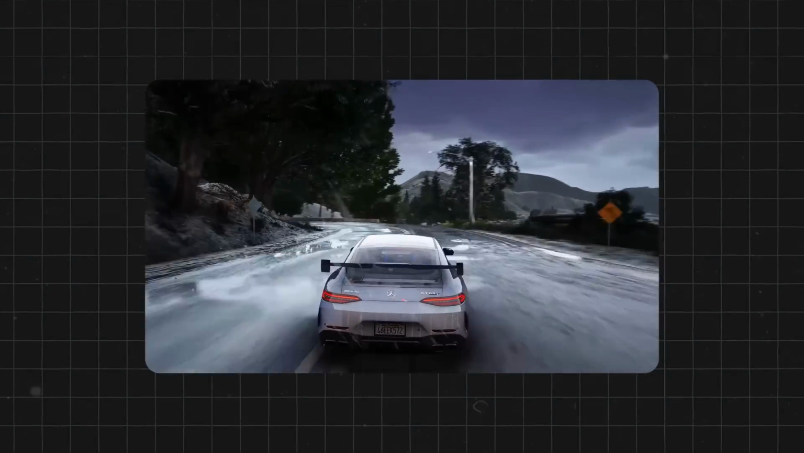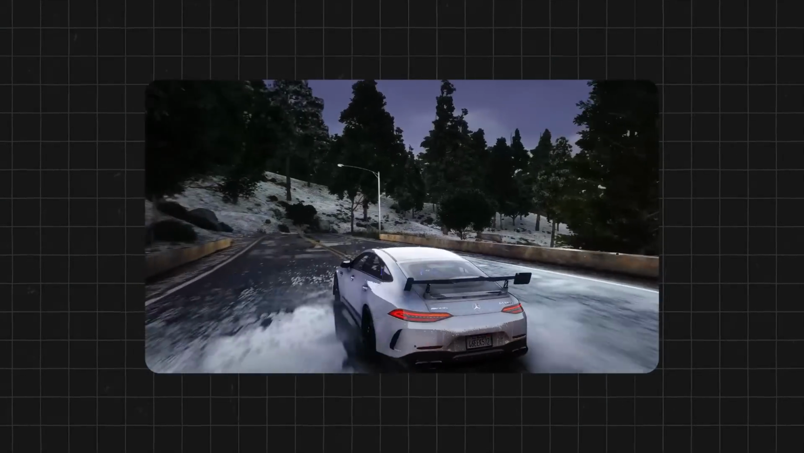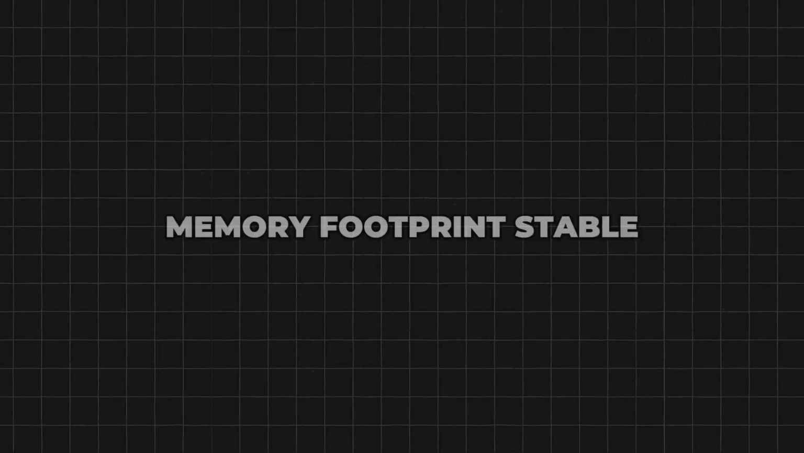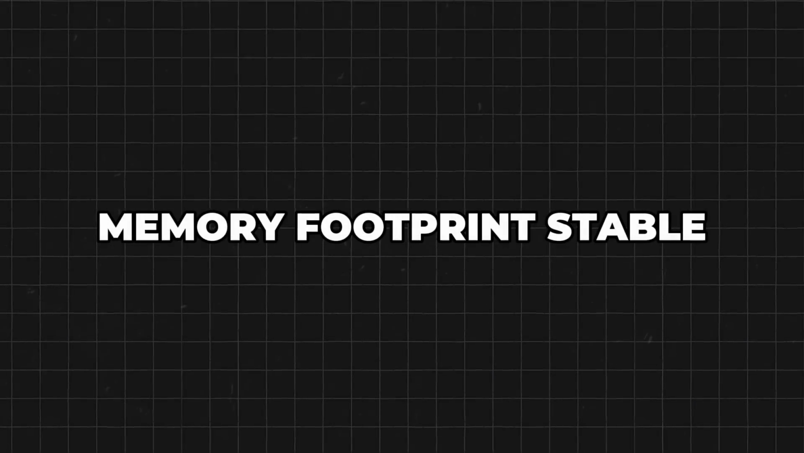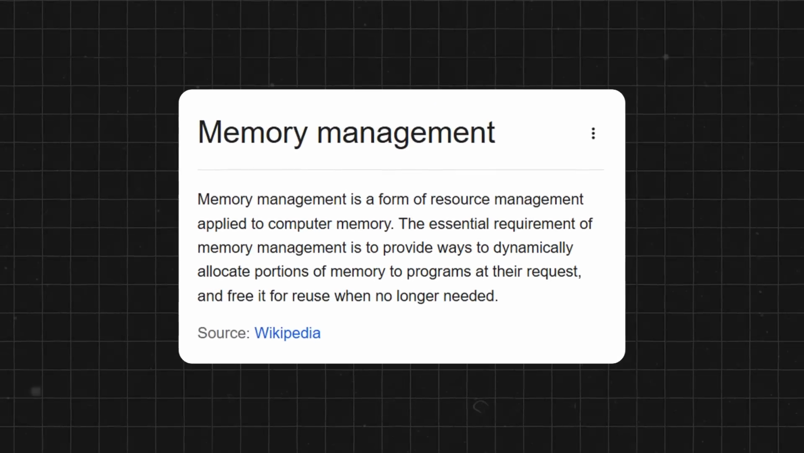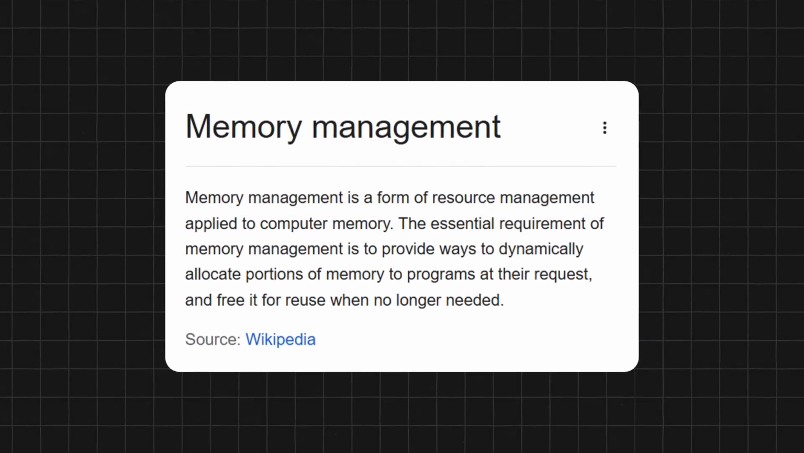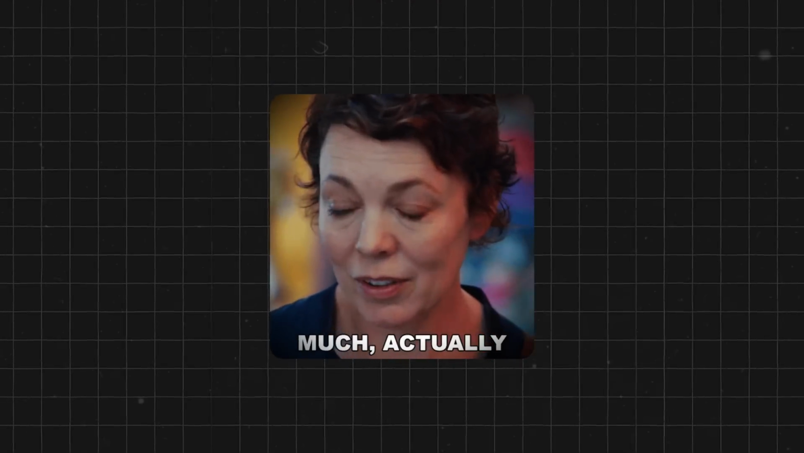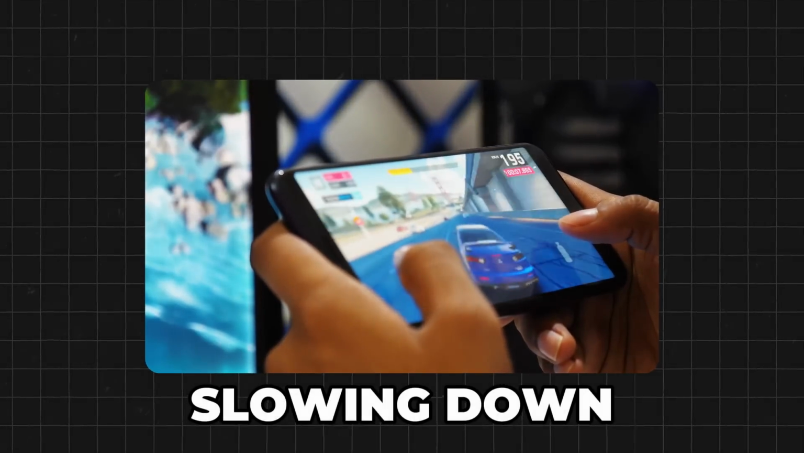Most modern games are constantly moving data in and out of memory, cleaning up unused objects, preloading new ones, and keeping the overall memory footprint stable. With memory management, even during a pause, these background threads keep tidying up. If they didn't, the game might start leaking memory, slowing down, or even crashing when you resumed. Pausing doesn't mean everything halts. It just means certain threads change their pace.